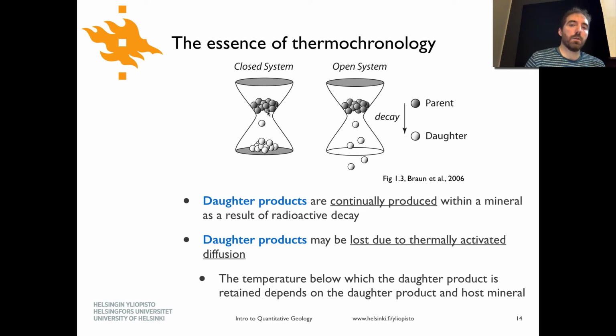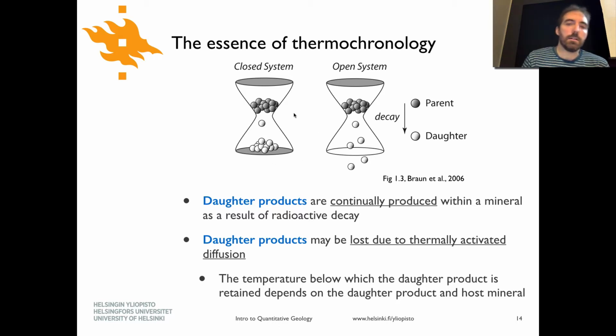One is the closed system, so this would be more like a typical geochronometer. You have decay of the parent isotope, it produces a daughter product, and the daughter product stays trapped inside the crystal. It doesn't diffuse out, it doesn't go away, it's just trapped in there. And so however long it takes for this amount of daughter product to accumulate, you can figure out from the decay constant how old this crystal would be in that case, because it's a closed system.